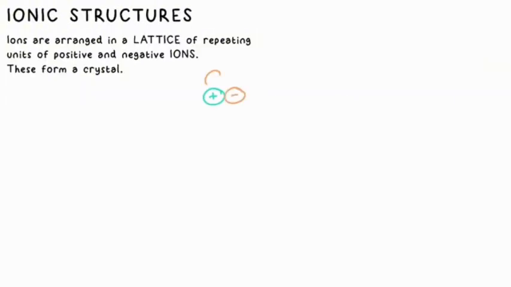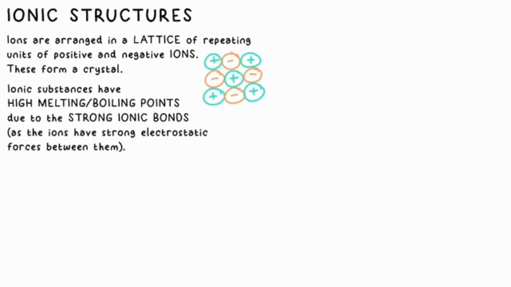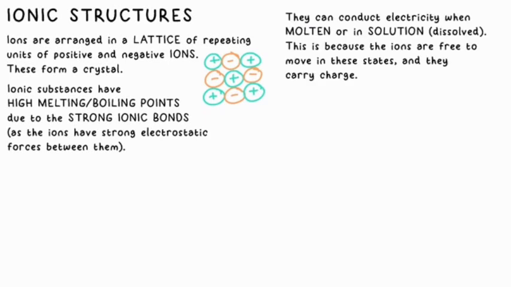Sorted. Ionic compounds consist of lots of repeating units of these ions in a lattice to form a crystal. They have high melting points and boiling points due to the strong electrostatic forces that need to be overcome. And they can conduct electricity but only in liquid form, that is molten, or when dissolved in solution.